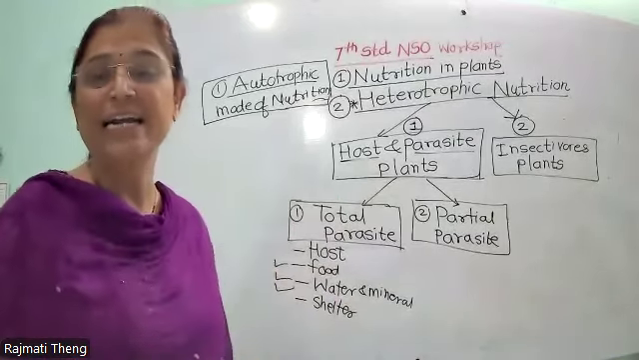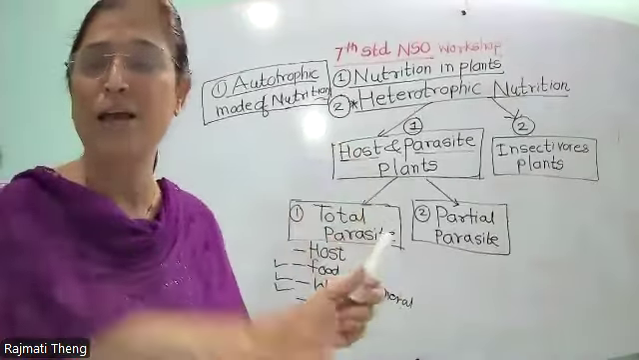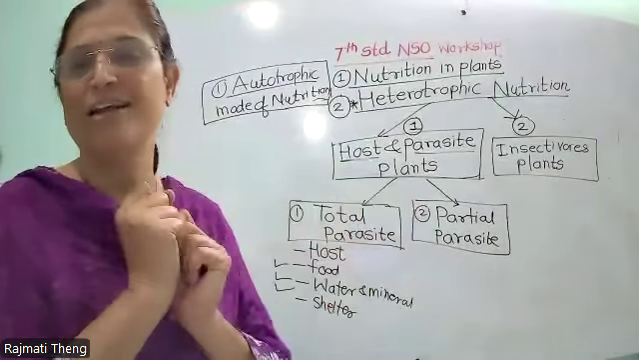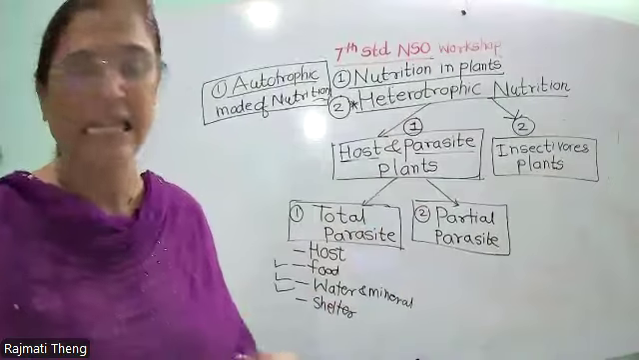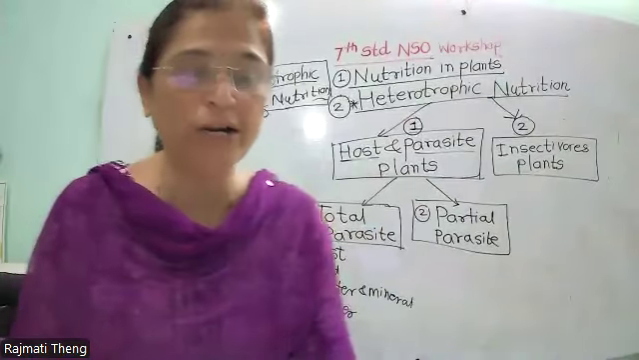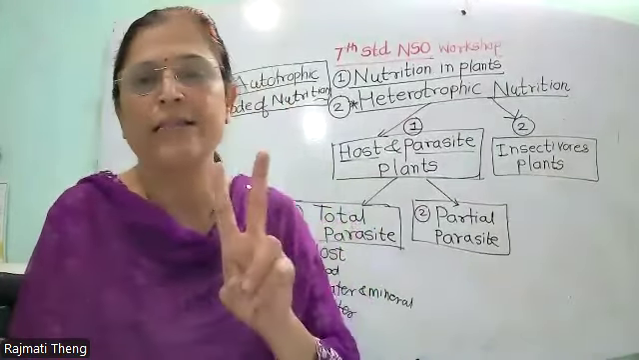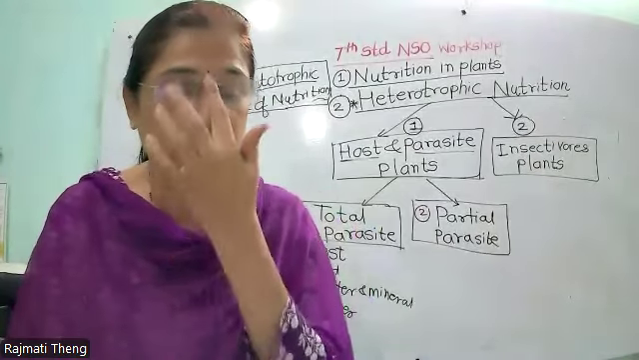The parasite depends completely on the host, totally depends. It takes food from it, water and minerals from it, shelter from it. So that one is called a total parasite. There are two examples of total parasite.